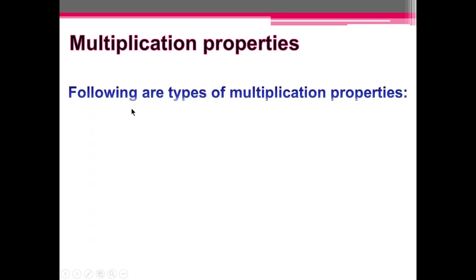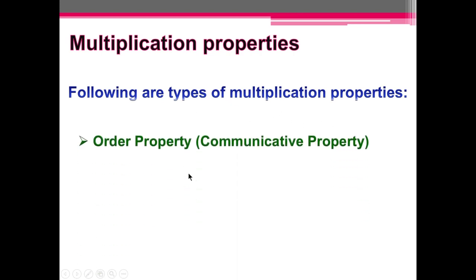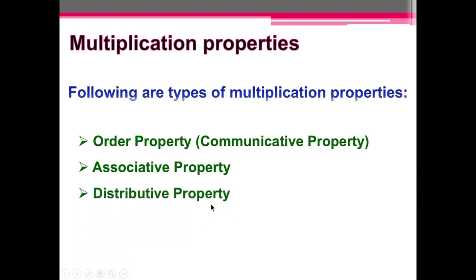Now, multiplication properties. Now, can you tell me what are multiplication properties? How many multiplication properties do we have? Yes, we have 3 multiplication properties. Following are types of multiplication properties. First one, order property or commutative property. Next one, associative property. Last one, distributive property. Now, we'll see one by one each of them. Okay?